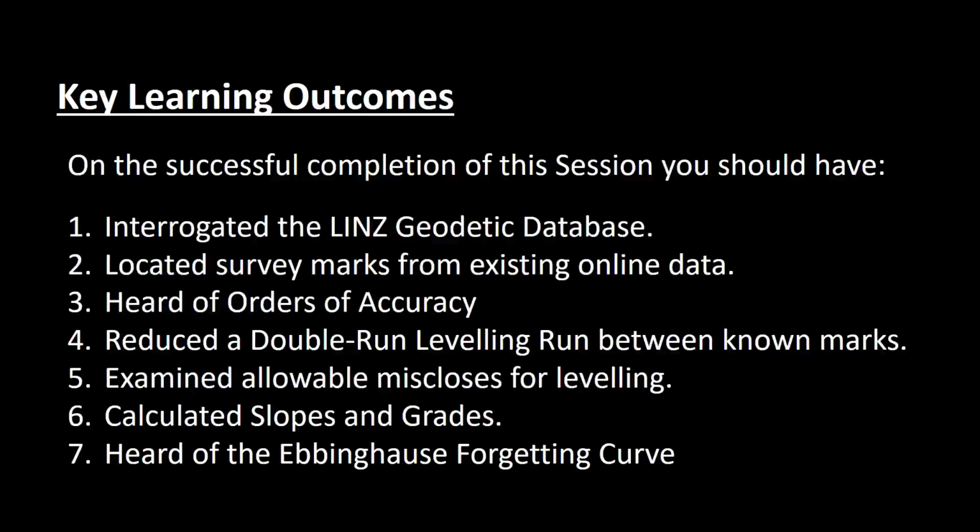By looking at the database associated documentation on the LINZ website, you'll have an understanding of orders of accuracy. That is, obviously some marks are measured more accurately than others, and you will also then, in a practical sense, be reducing a double run levelling run between two known marks as part of our levelling assignment and our general practical requirements. You will have examined the allowable miscloses for levelling. So, it's difficult to be perfect, but how much is too much.